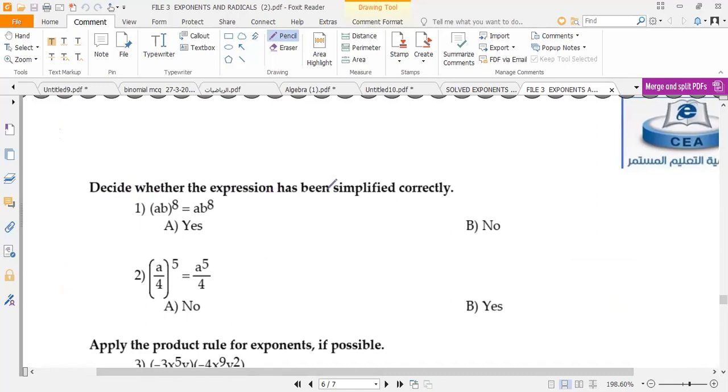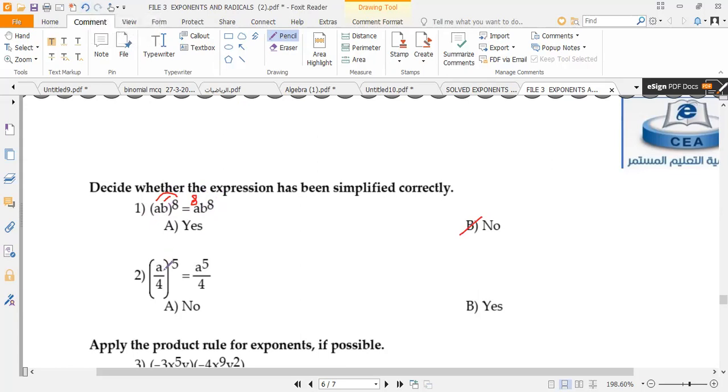Now, let us see this question. Decide whether the expression has been simplified correctly. On the first question, he writes (a times b) to the power of 8. And the answer he wrote is a times b to the power of 8. So is this correct or not? No, it's wrong. Yes, Maria, this is wrong. Why wrong? Because you have to distribute 8 on both, not on B only. So it must be done this way. So this is no.